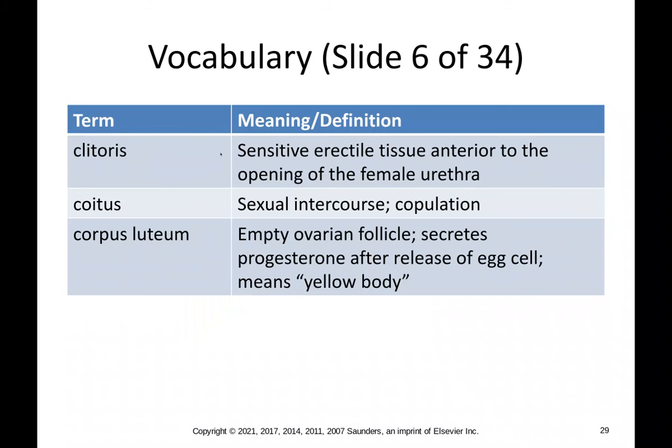Clitoris is sensitive erectile tissue that's anterior to the opening of the female urethra. Coitus is sexual intercourse, also known as copulation. Corpus luteum is the empty ovarian follicle that secretes progesterone after the release of the egg cell. And this actually means yellow body. Corpus is body, right? Luteum is yellow.